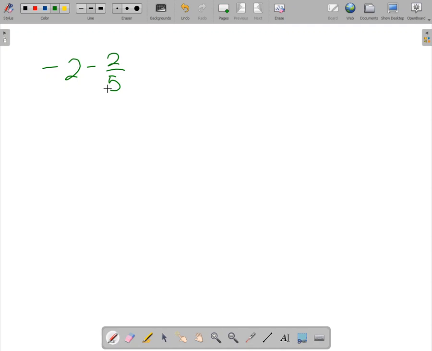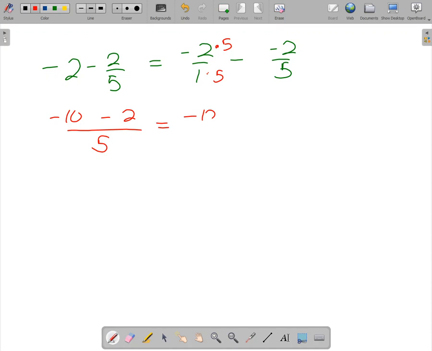Common denominator, yeah. So I would rewrite this as -2/1 minus 2/5. Common denominator should be 5. So I could multiply top and bottom by 5 on this one right here. So that's going to give me -10 minus 2 over the common denominator of 5, which is -12/5, which is a perfectly acceptable answer.